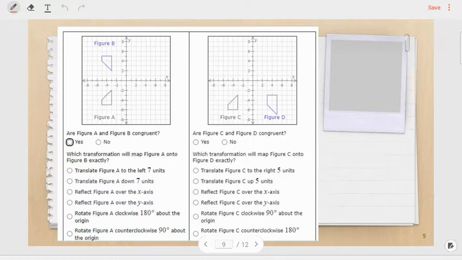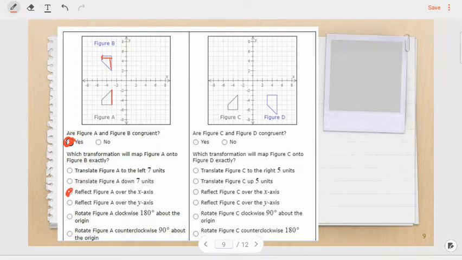So let's try that again. Okay, are they congruent? Well, this is 2, this is 1, this is 3, this is 3. So yes, they are congruent. It looks again like a reflection, and it reflected again over the x-axis.